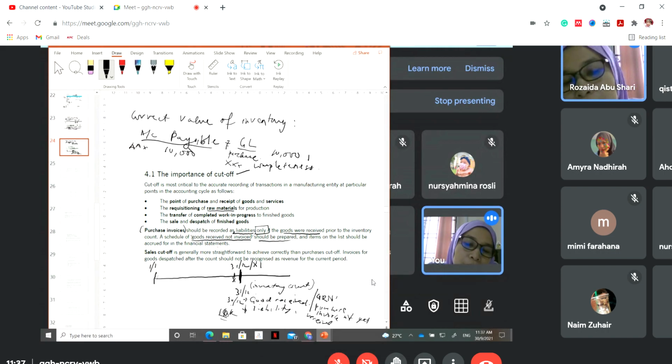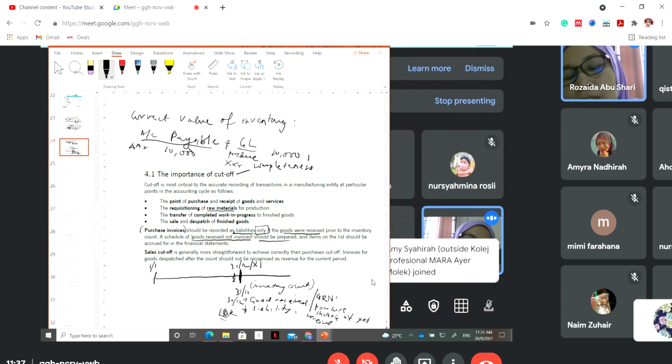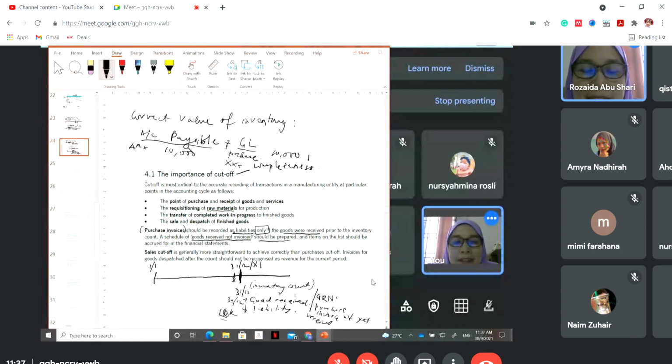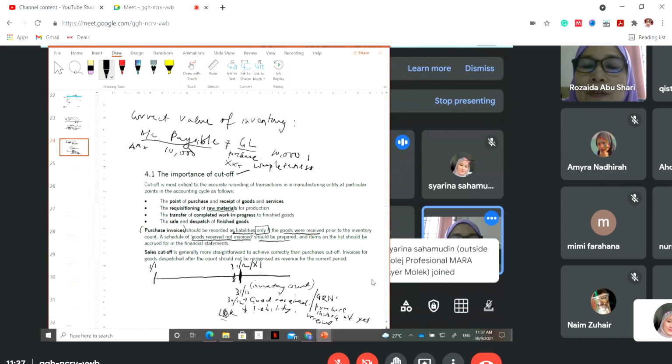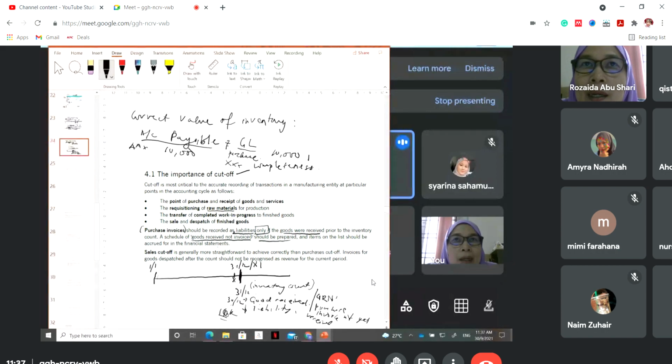So you take the cut off period is on 31st December. Itu cut off period yang you pilih, so untuk buat inventory count. Okay, boleh Syamina? Boleh. Madam, yes. Maksudnya kita ada 2 list ke? 2 list. Maksudnya list pertama purchase invoice yang memang kita dah dapat. Lepas tu second list goods received not invoiced, sebab kita nak recognize liability dia kan?